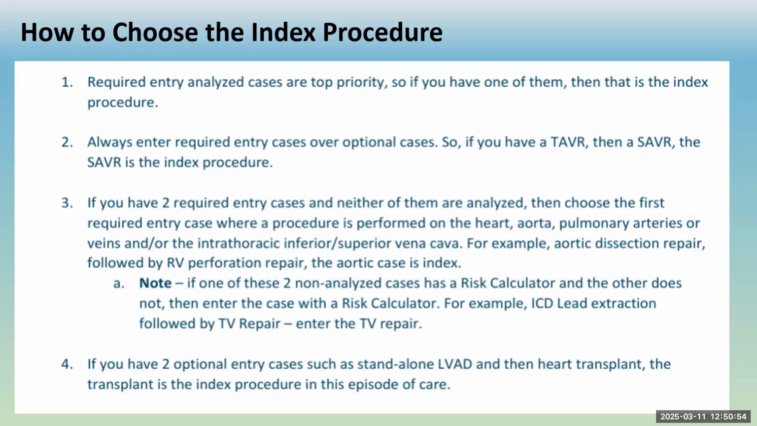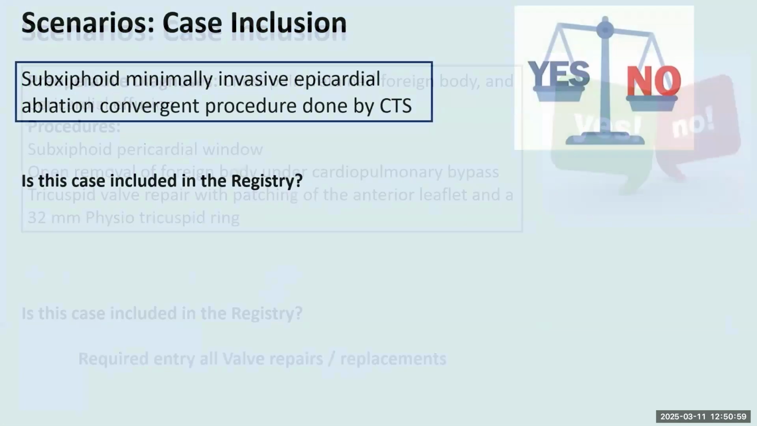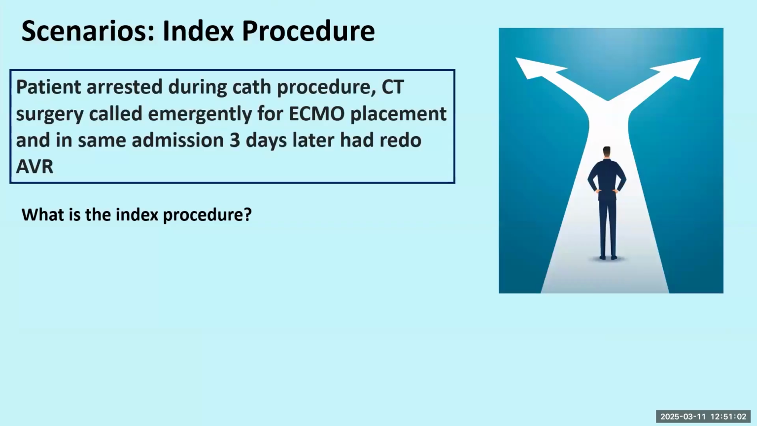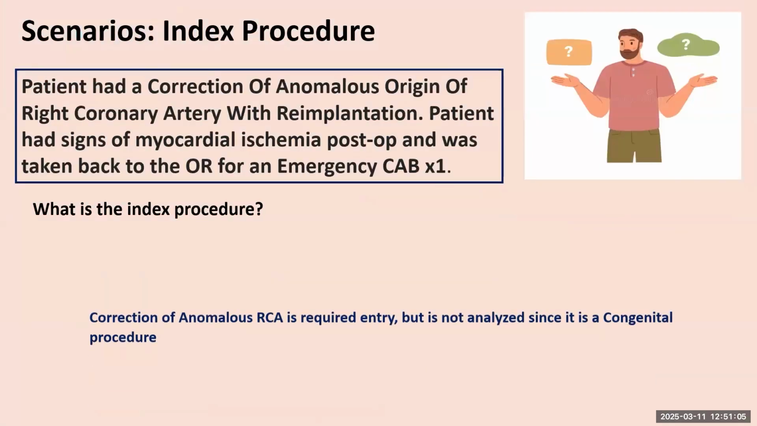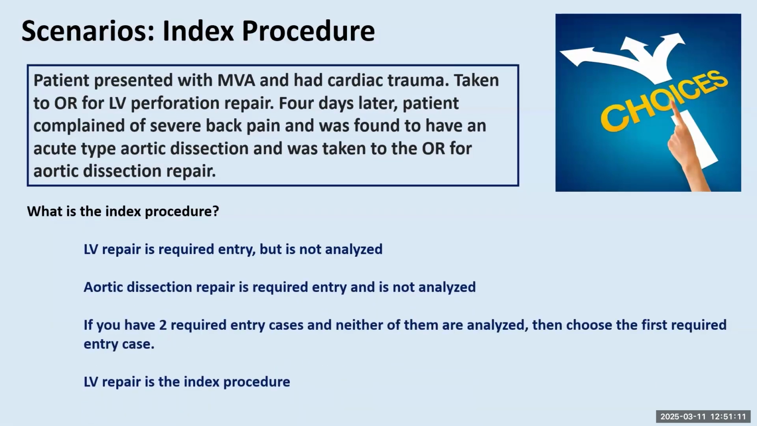Can you please go back to the case of cardiac trauma versus aortic dissection? Is the aortic dissection the index procedure? Oh, here it is. No, the LV repair is because it was the first one. So this is a situation where they're both required entry. The LV's required, the dissection's required, but neither one of them are analyzed. So in that situation, you choose the first one that was done. So that would be your LV repair.